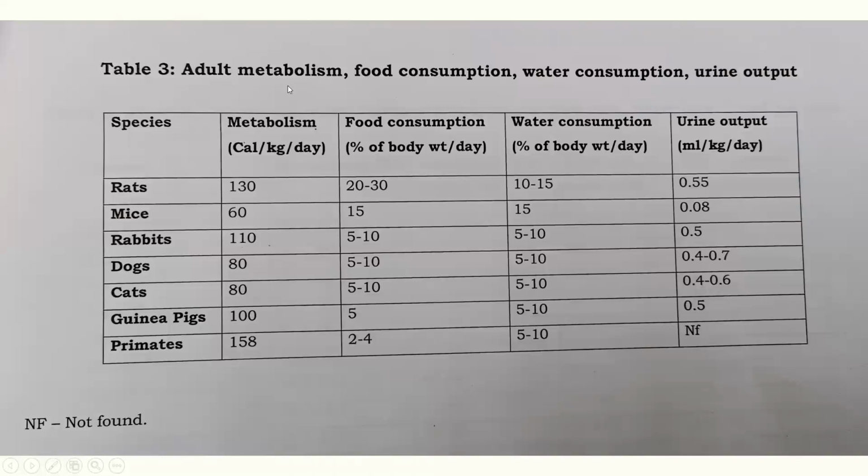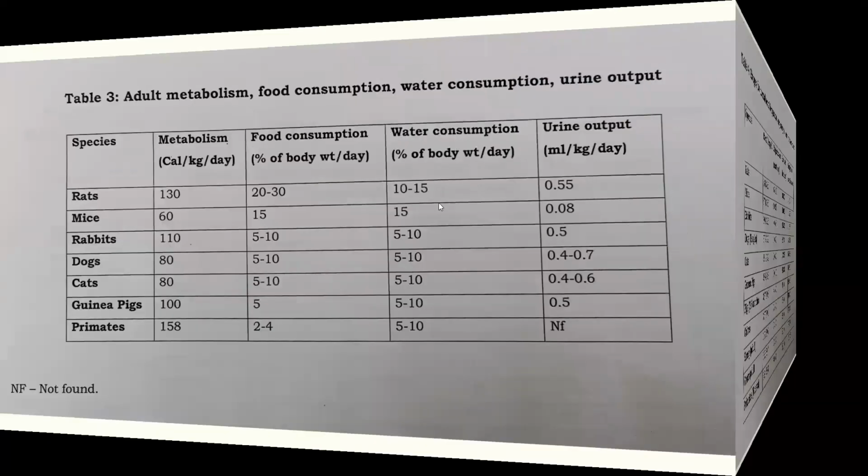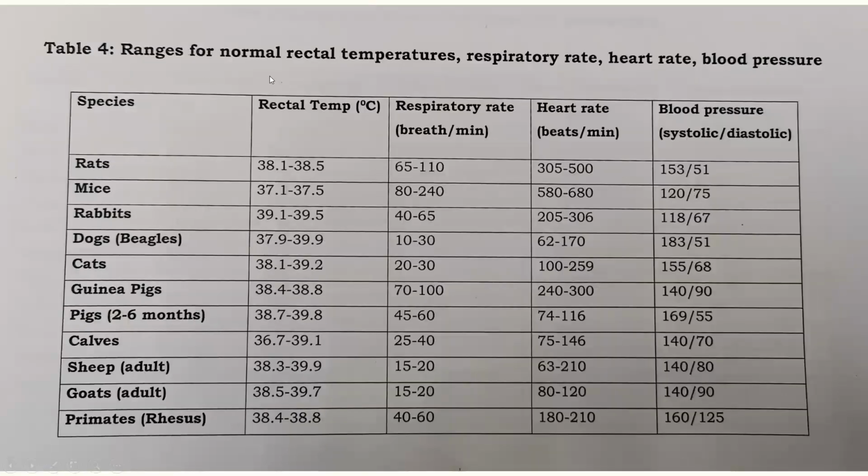These are the adult metabolism, food consumption, water consumption, and urine output, which are considered general metabolic parameters whenever you go with any type of experiment, and most of the time these values will be helpful to compare with your result. This is the range of rectal temperature, respiratory rate, heart rate and blood pressure. So for these different animals, you have the rectal temperature in degrees Celsius, then respiratory rate, heart rate. If somebody is working on the cardiovascular system or respiratory system, this blood pressure and all these parameters will be helpful.